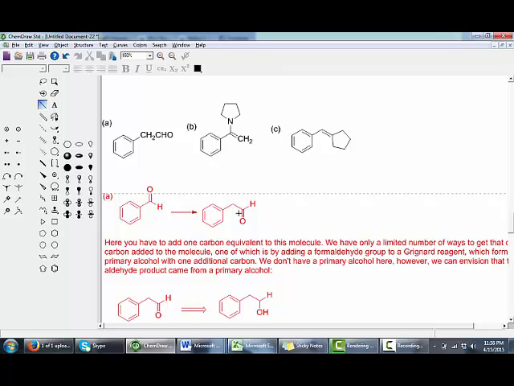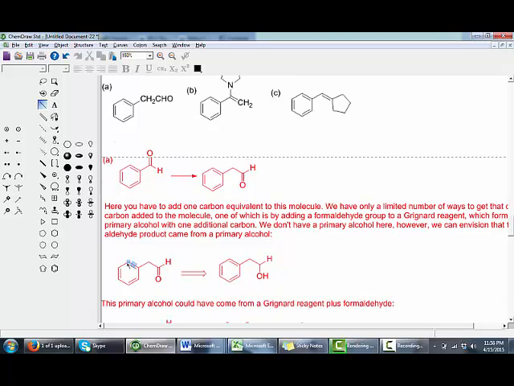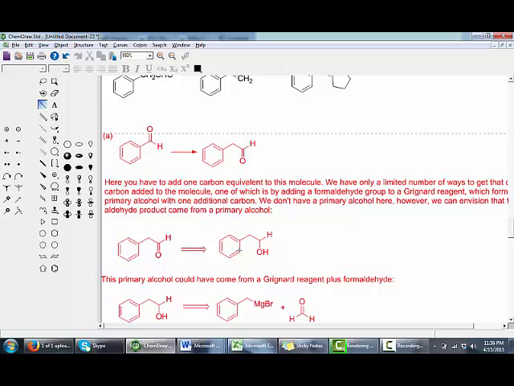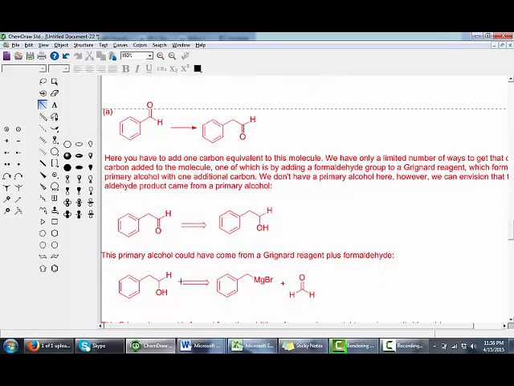Okay, we don't have a primary alcohol here, but what we can start by envisioning, again, if I identify that I'm adding one carbon, that's step one. Step two is saying, what are the ways I know to add single carbons, and one of them is by formaldehyde addition. Knowing that formaldehyde addition gives me an alcohol, I now have to say that even if I don't have an alcohol here, I can envision that this guy came from this primary alcohol, okay, and that this primary alcohol product could have arisen from now a Grignard addition of benzyl Grignard over here plus formaldehyde.